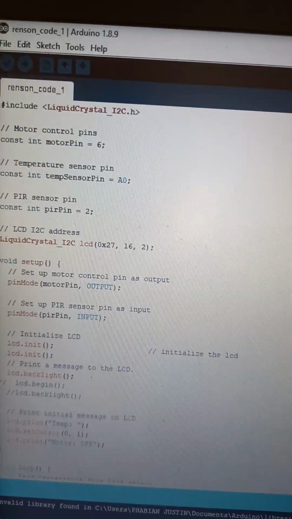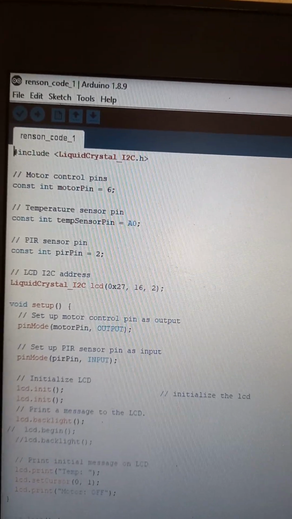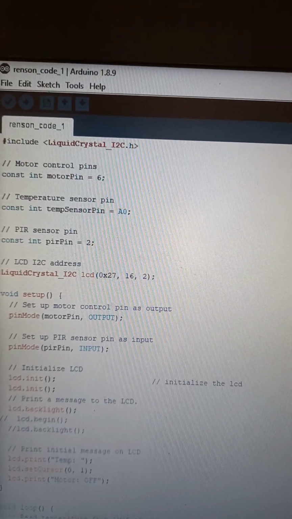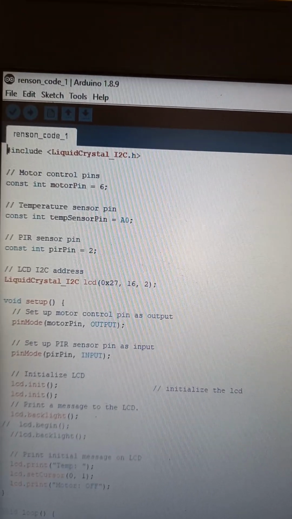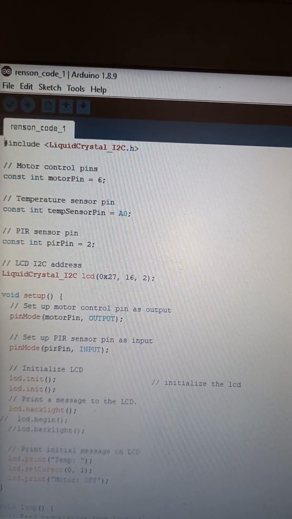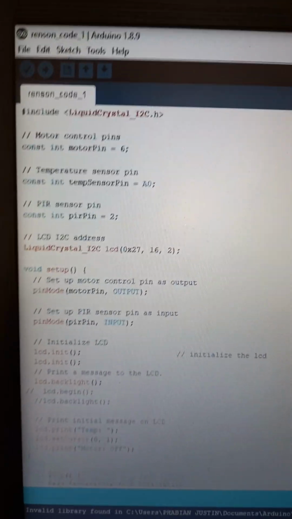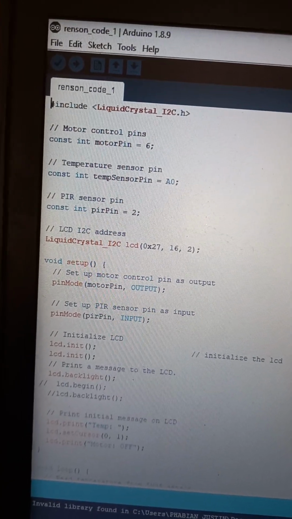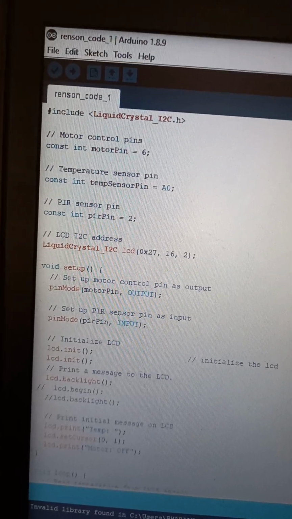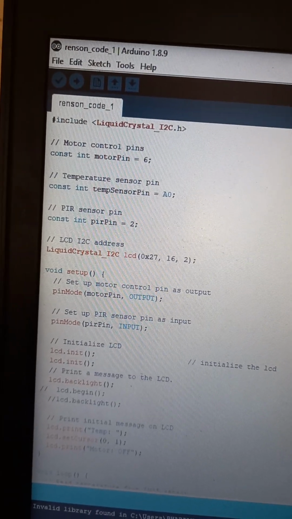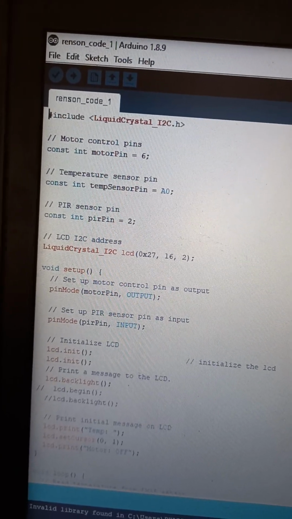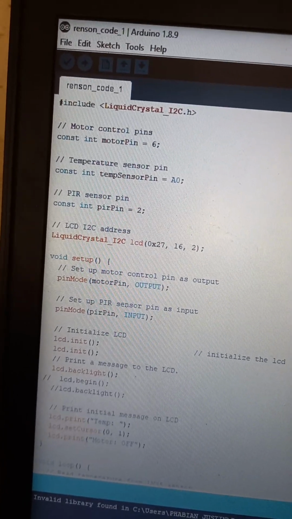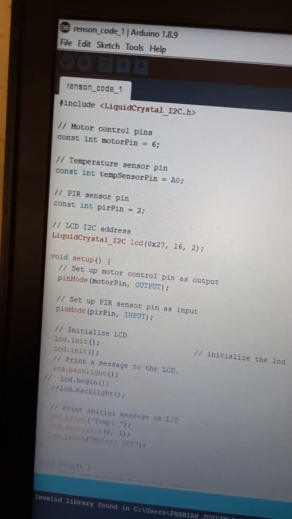The program that I used is here. This is the program. It is in the Arduino IDE. We have our library for our LCD, LiquidCrystal_I2C.h. Then you have the motor control pin, because we connected our motor to digital pin 6. Then we have the temperature sensor connected to analog pin A0. Then we have the passive infrared sensor connected to digital pin 2. Then the LCD that we are using is 16x2.